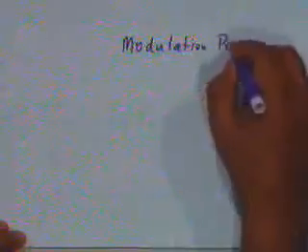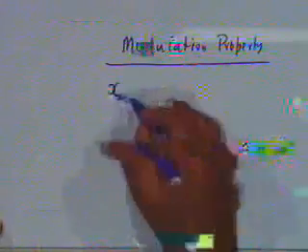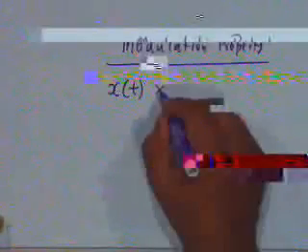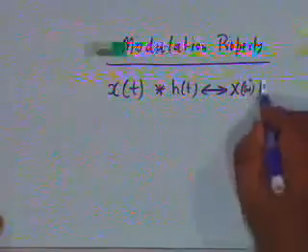Then we come to the modulation property. To introduce the modulation property, we recall that if there are two functions, let's say x of t and h of t, the convolution of x of t and h of t leads to the product of X of omega and H of omega in the Fourier transform domain. There is a dual relationship.